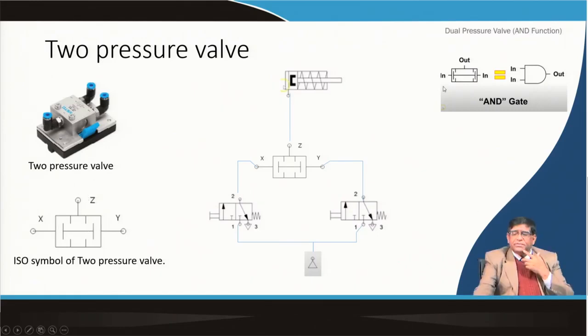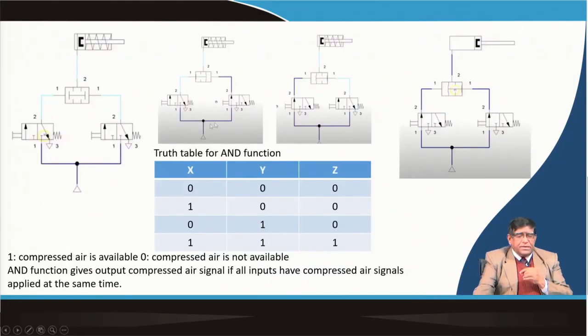So this can give an AND gate. That means when both these ports are getting compressed air coming from this valve, if both X and Y are present, then only this will be going. Unlike that other one, where there was either this one or that one, which was an OR gate, a 2 pressure valve works just like an AND gate, that means this logic is applied over here.